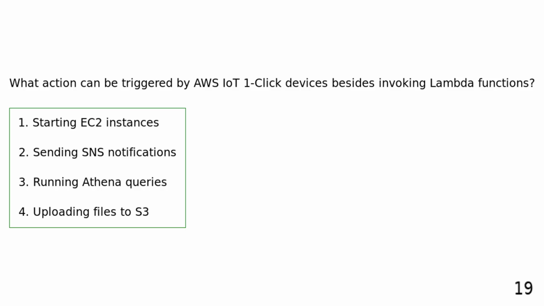What action can be triggered by AWS IoT one-click devices besides invoking Lambda functions? Starting EC2 instances. Sending SNS notifications. Running Athena queries. Uploading files to S3.